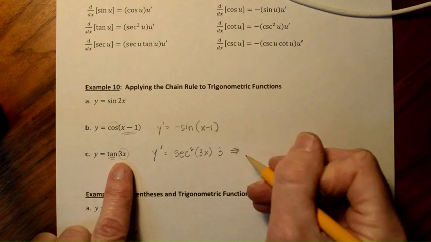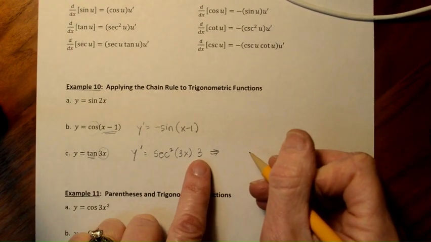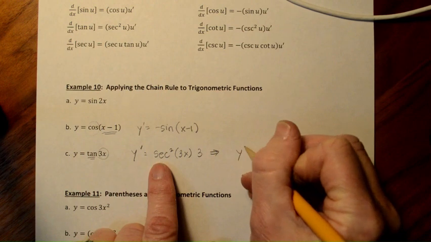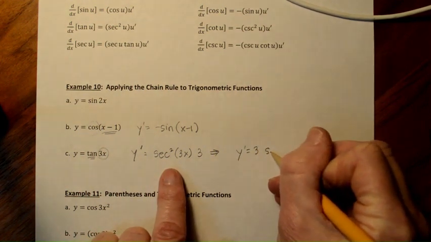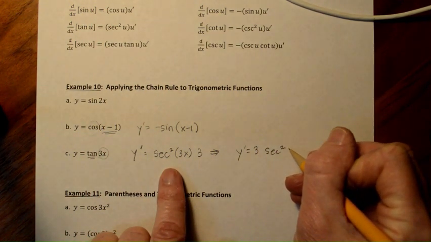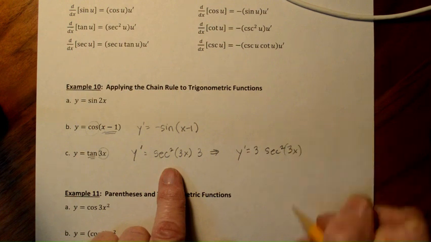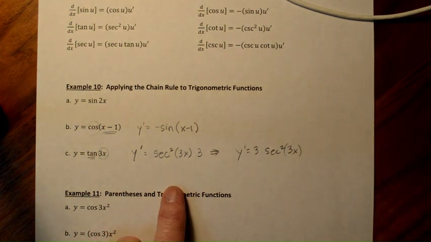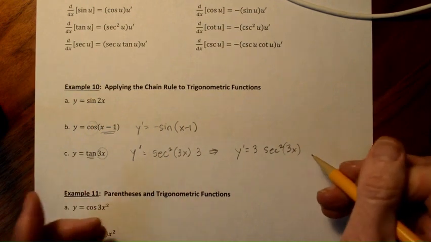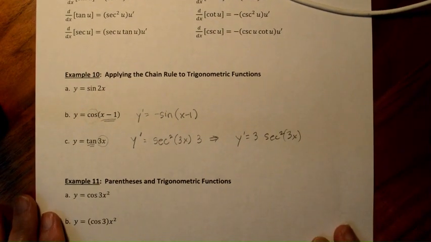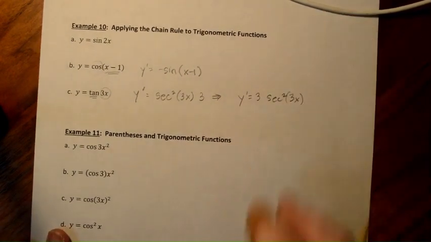And again, just to tidy things up a little bit, we usually move things like that to the front. So we would get y prime equals 3 secant squared 3x. Okay, these parentheses are optional, but I just put them in. Okay, so then let's take a look at ones down at the bottom here.